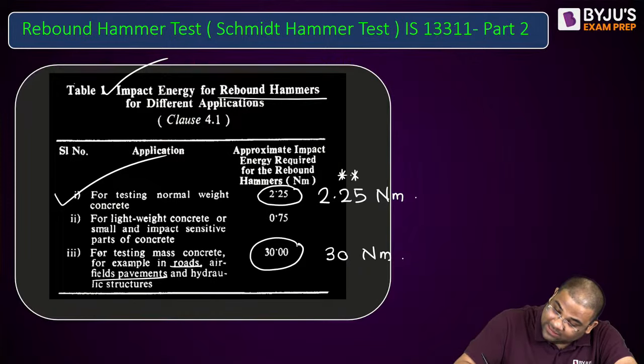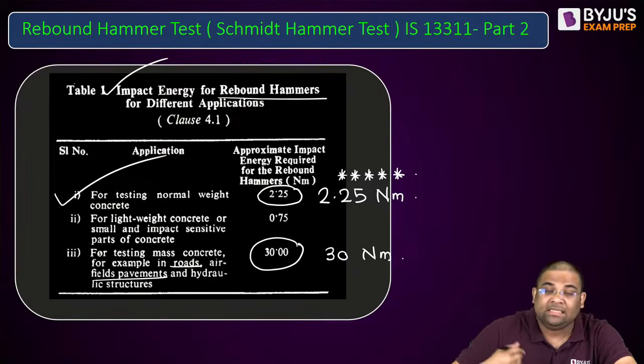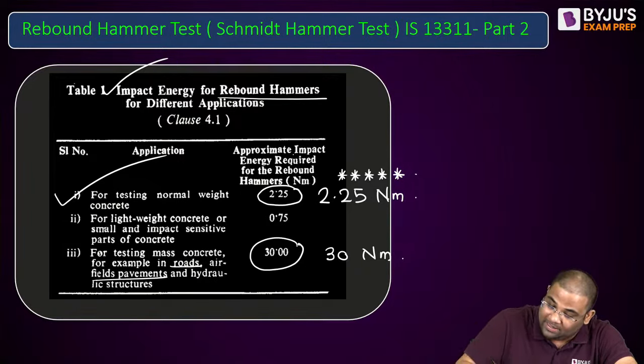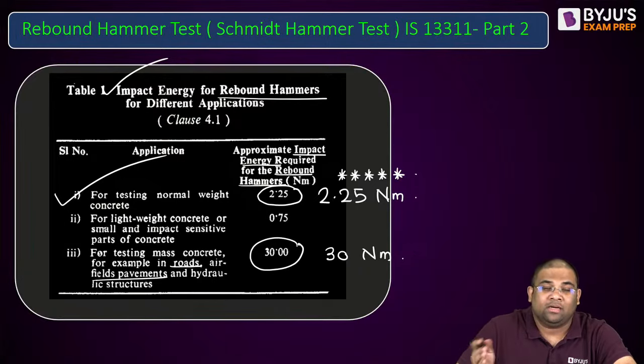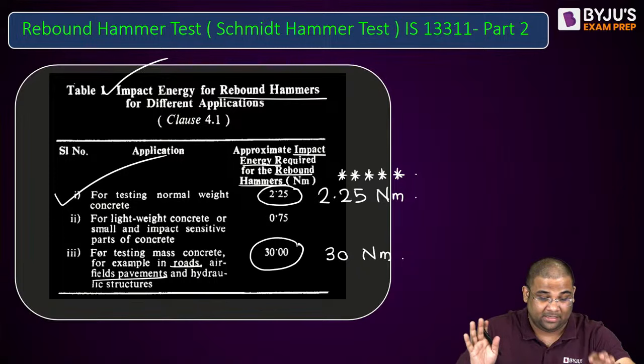This can be asked in the examination as a factual question, right? How much impact energy is given to the rebound hammer in case of your normal testing on normal weight concrete, that is 2.25 newton meter. They can ask this question.